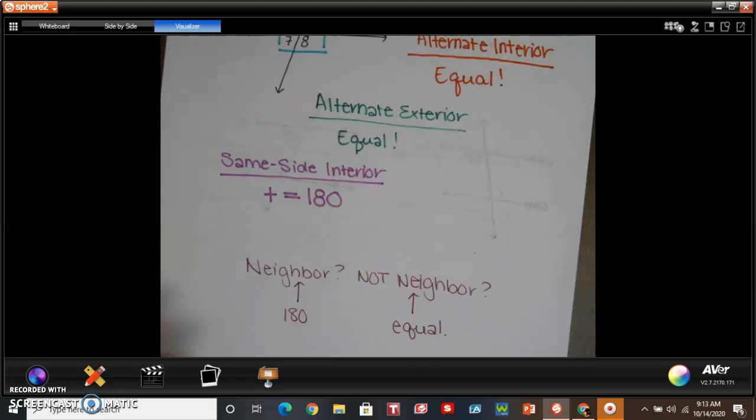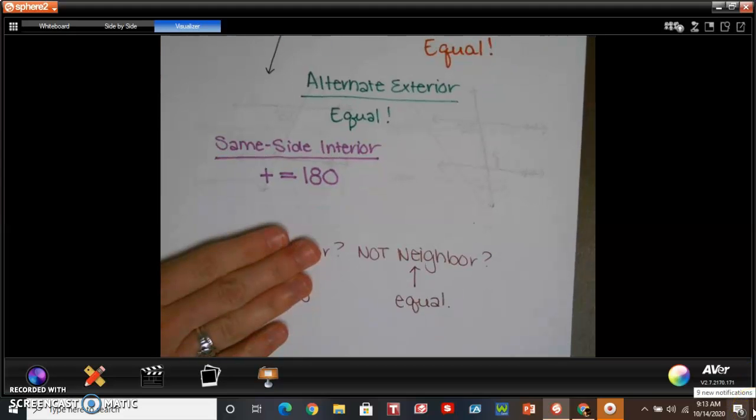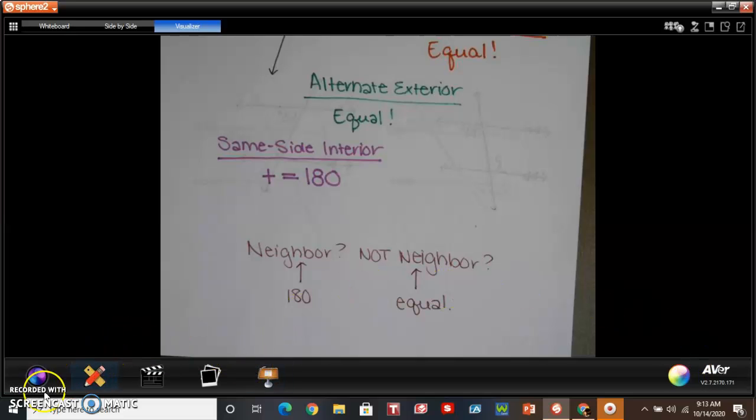Okay? I'm going to stop our part 1 video now. Part 2 video is going to do examples using our neighbor, not neighbor, and also showing you how to set up the algebra equations. Okay?